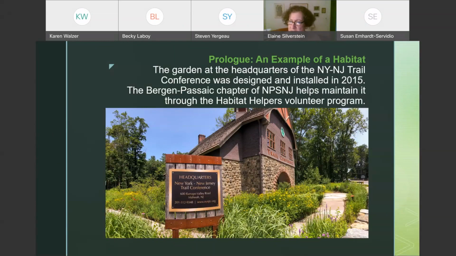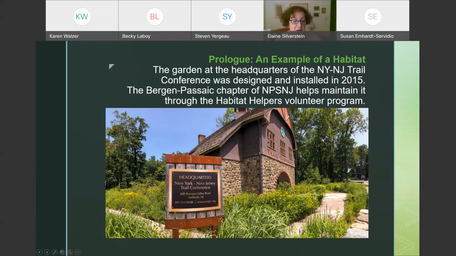Many of you, if you're from the southern part of the state, may not be as much aware of the work of the New York, New Jersey Trail Conference because it does tend to focus on northern New Jersey and New York, but it's an organization that maintains all of the hiking trails in the region and also does a great deal of work with identifying invasive plants and removing them and planting new native plants instead.